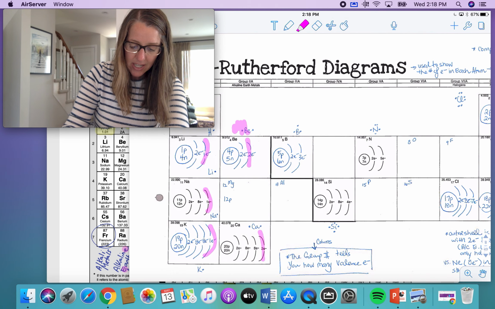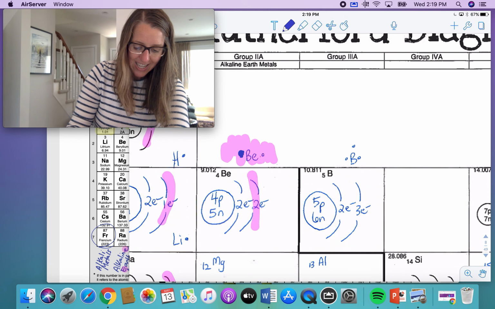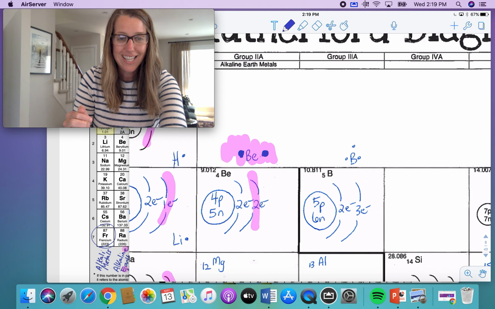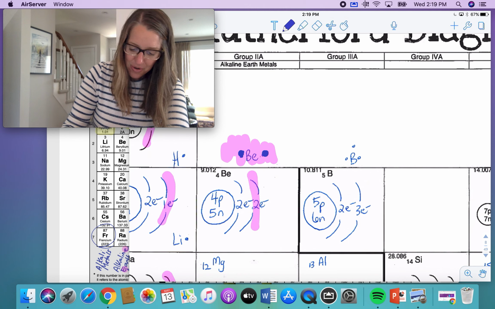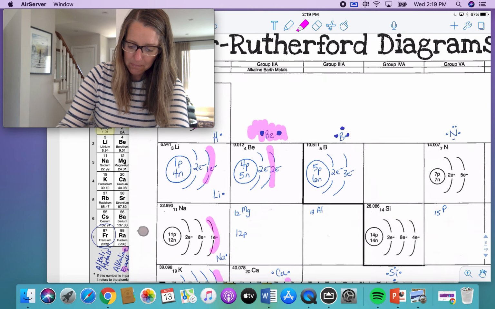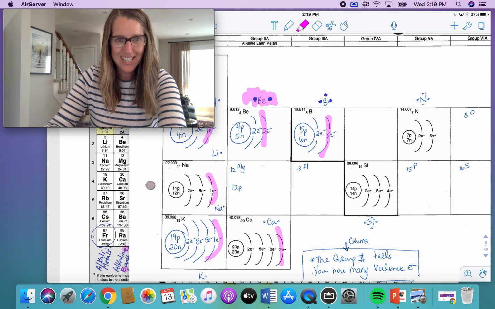How do you show that? You can do a little Lewis dot structure where you show one electron on this side, one electron on this side. They would be far away from each other because they have the same charge. If you're in group number 3, you have 3 valence electrons. Okay, there's boron, etc. Feel free to do as many of these as you'd like.